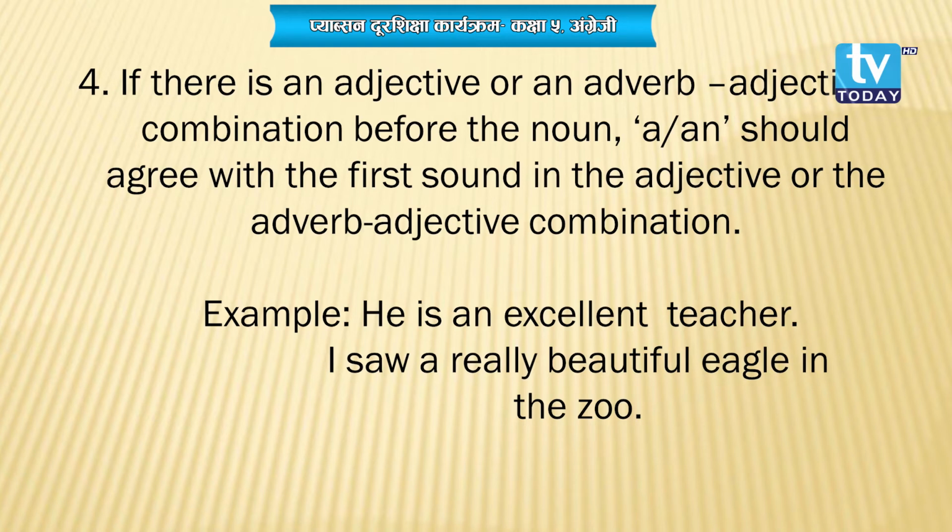But if we go to the second example, that is an adverb-adjective combination. Here in the adverb-adjective combination, you can check: I saw a really beautiful eagle in the zoo. A really beautiful eagle. Really is an adverb, beautiful is an adjective. That is the combination of adverb and adjective. So here the use of a is there with the sense or the sound given by the word, the adverb, really.